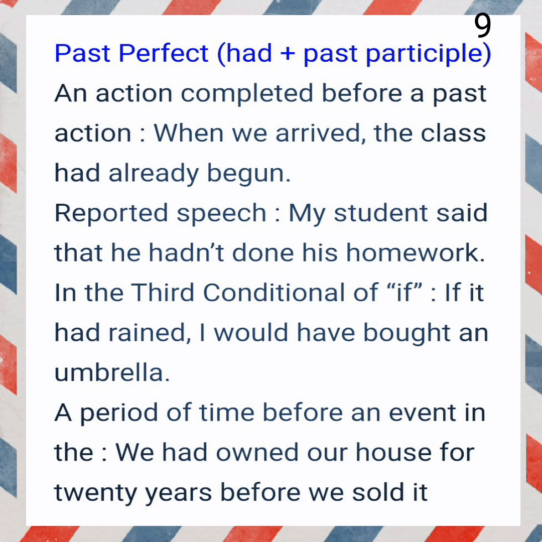A period of time before an event in the past. We had owned our house for 20 years before we sold it. So before we sold it, we had owned it, that is a past completed action. That is a long period of time. For 20 years we had owned the house, like that. In these conditions we are using the past perfect tense.